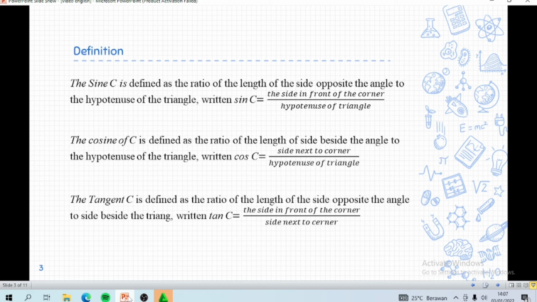The tangent C is defined as the ratio of the length of the side opposite the angle to the side beside the angle. Written, tan C equals the side in front of the corner divided by side next to corner.